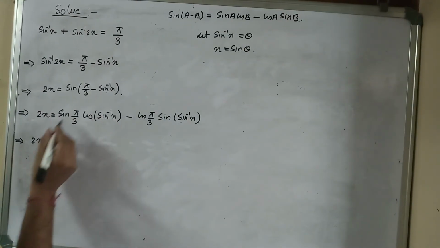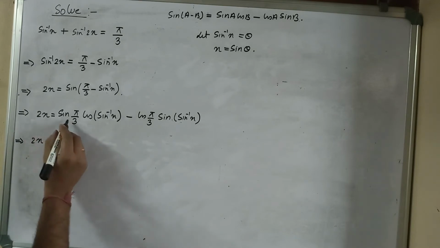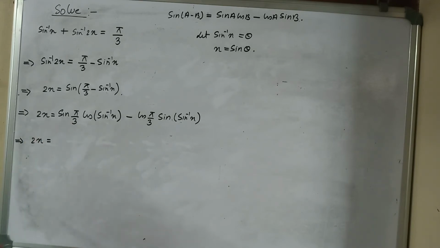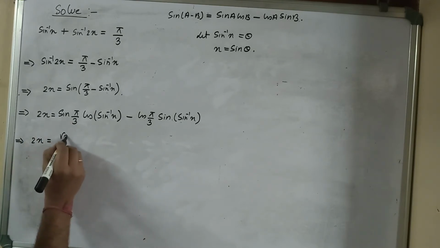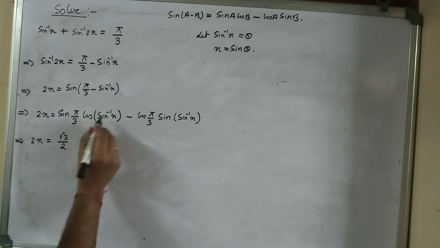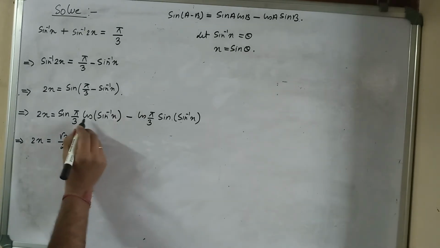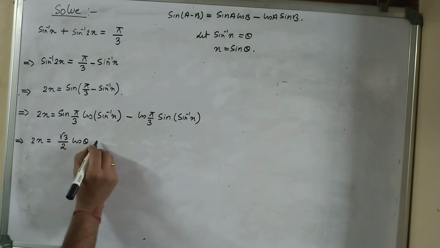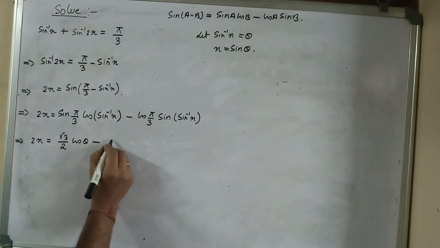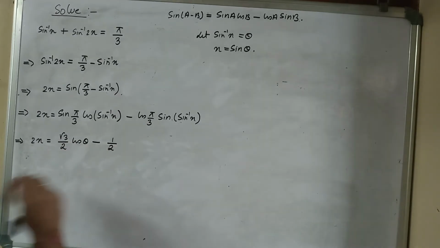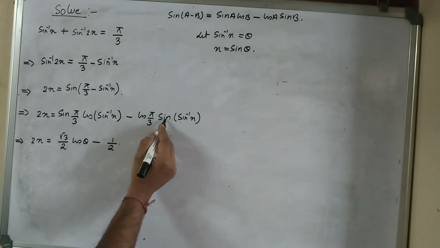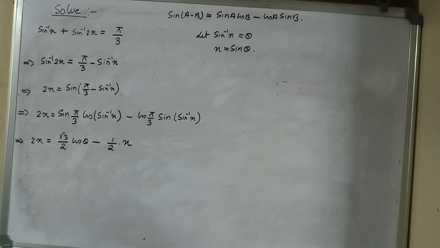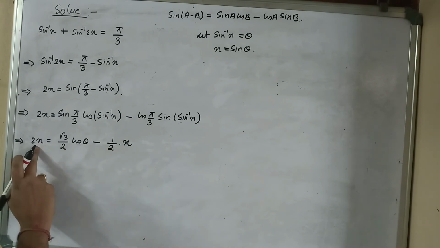2 times pi over 3 means sine 60 degrees, and the value of sine 60 is root 3 upon 2. Sine inverse x is theta, so it will be cos theta minus, this is cos 60 degrees, which is half. Now next is the properties. Sine of sine inverse x is x. Now I'll write the like terms. These two terms are the like terms.